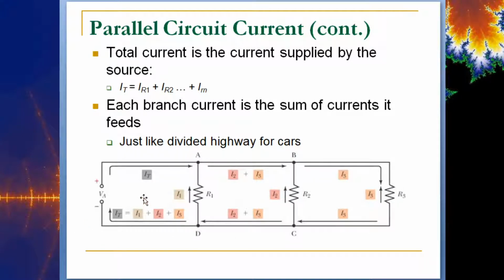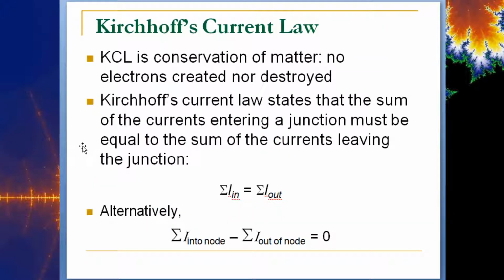Okay? So they're exploiting something called KCL, or Kirchhoff's current law. So it's the same thing. Conservation of matter. No electrons created or destroyed. So if they go into a branch, then both branches have to add up to what the total was coming into it. Okay? I'm actually going to write it a little bit different than this. So you may want to wait to take notes until I switch over to my camera view here.